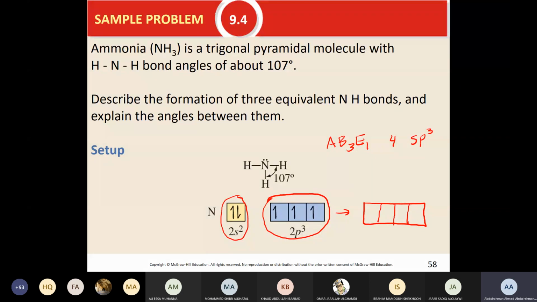And now, how many electrons do we have here? Where are we going to put the electrons?